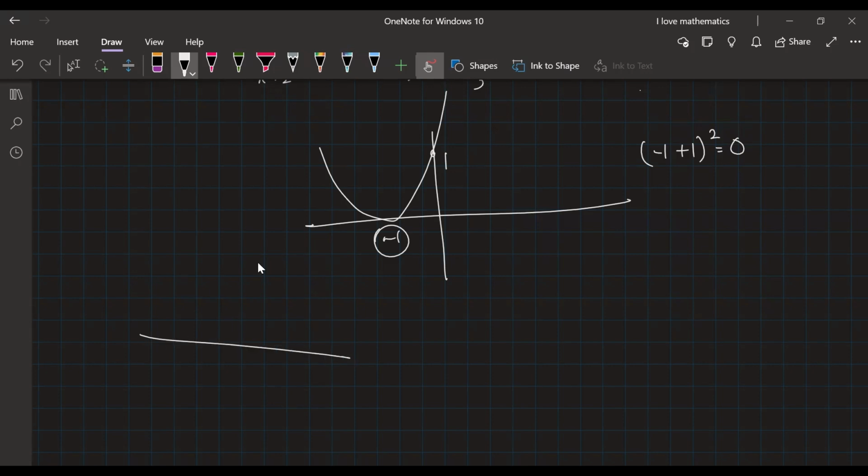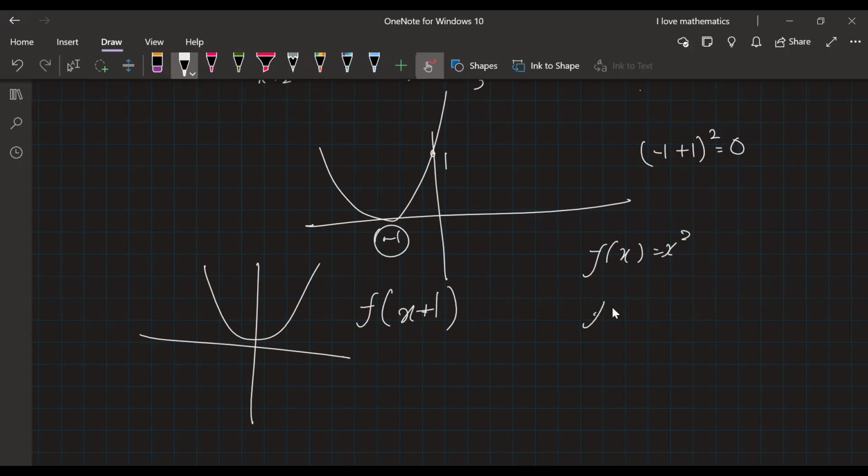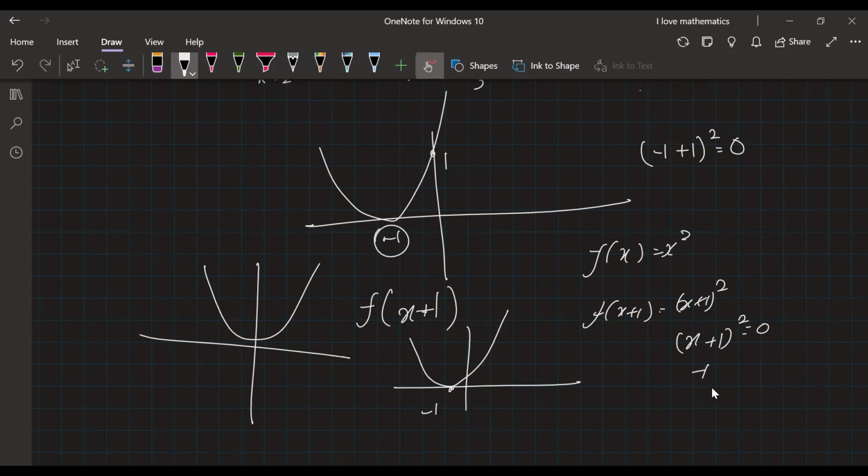I want you to visualize if f of x gives x squared, then f of x plus 1 is just x plus 1 whole squared. The graph would shift 1 unit to the left. Why? Because x plus 1 squared is 0 at minus 1, right? And at x equals 1, it's 4. At x equals 2, it's 9. At x equals 3, it's 16.